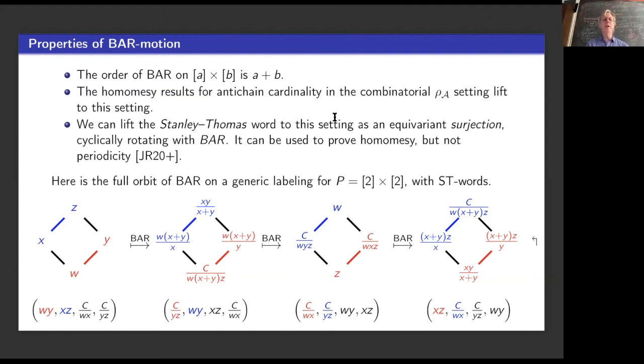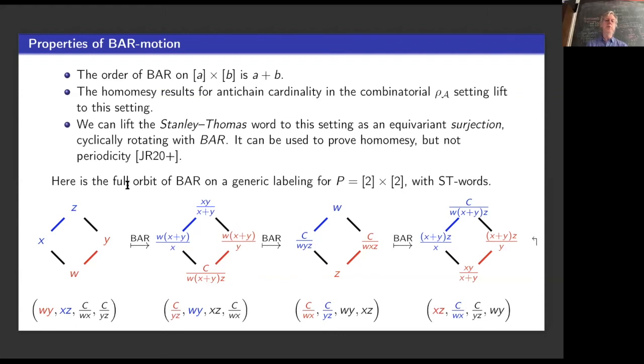It is no longer an equivariant bijection, unfortunately, because if it were, we could actually prove the periodicity of this, which is a hard theorem. So our proof of the periodicity for BAR-motion relies on the proof for BOR-motion and translating things over via some nice isomorphisms. We don't get the easy proof that we did in the combinatorial setting where the Stanley-Thomas word was a bijection, but it's still an equivariant surjection that cyclically rotates with BAR-motion. And so it can be used to prove homomesy, but not periodicity.